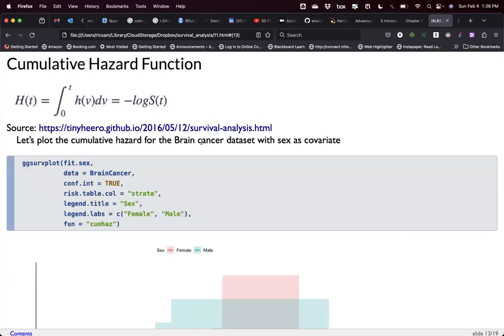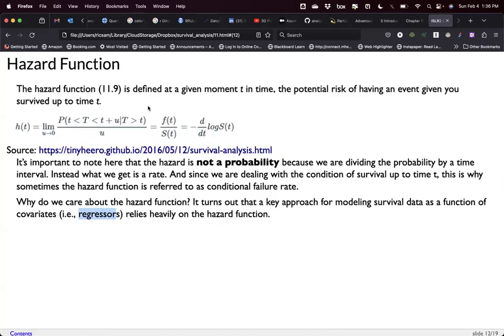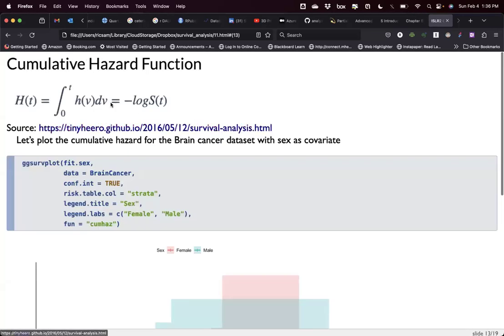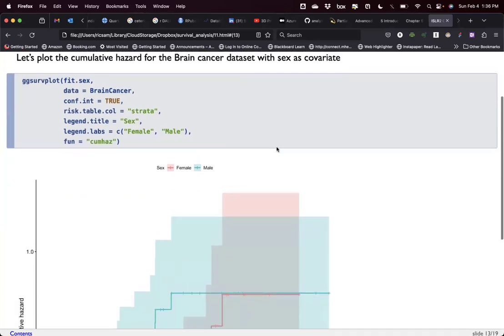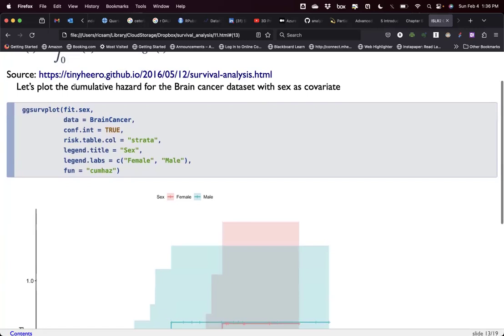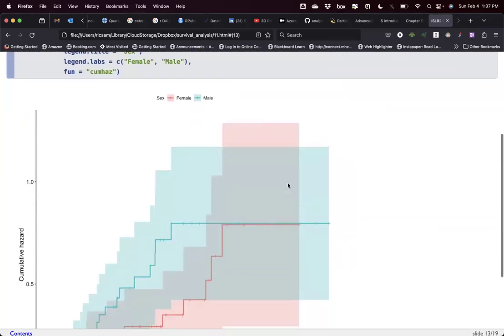Okay, so the cumulative hazard function, since we're talking about a derivative here, right? The cumulative hazard function is going to be this integral of the hazard function, which is the minus log S(t), from zero to a certain period of time. So to calculate this, let's plot this cumulative hazard for the brain cancer data with sex as a covariate. With this function, ggsurvplot, fixed sex, we're going to do exactly that, okay?